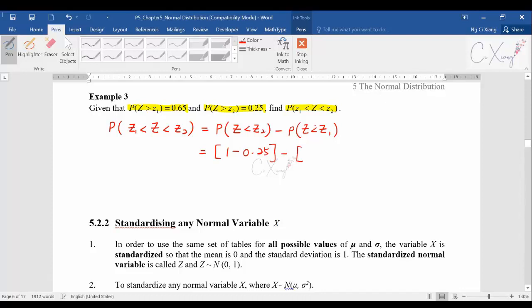Minus z smaller than z1, how can I get it? They give me greater than z1. So to get this, I will need to take 1 minus 0.65. So if you do it correctly, you should get 0.4.